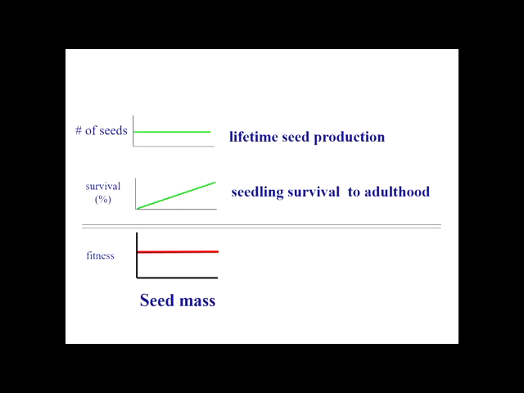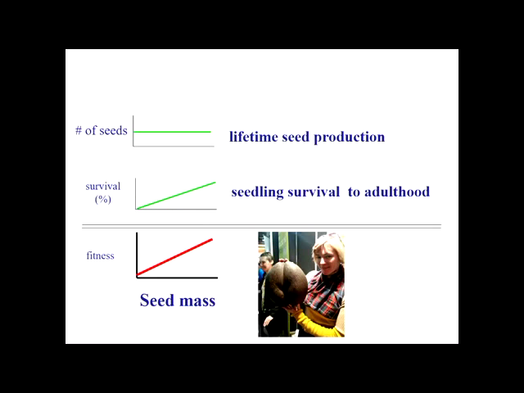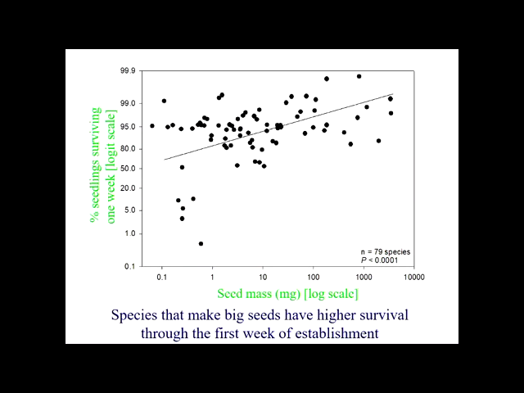So if we have no relationship between seed size and lifetime seed production, but we have higher seedling survival to adulthood, then we'd get this runaway selection for double coconuts, which I find kind of conceptually amusing, but it's clearly not happening in the real world. We do have all of those different sizes of seeds out there coexisting. So let's have a look at the other side.